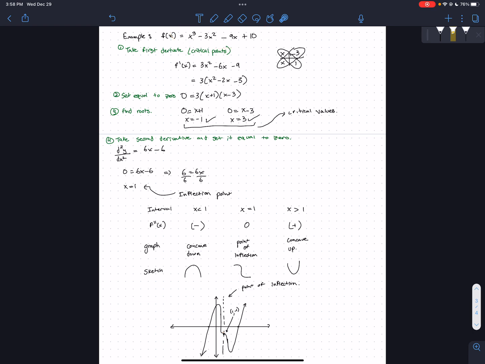Okay? All right, that's it for today. We're just doing concavity, and this is a bit of a shorter lesson, but we've covered everything in terms of curve sketching that you should be able to do on your assignment.